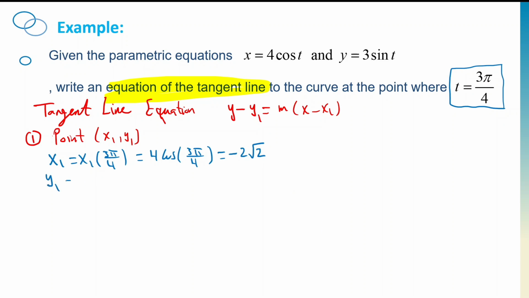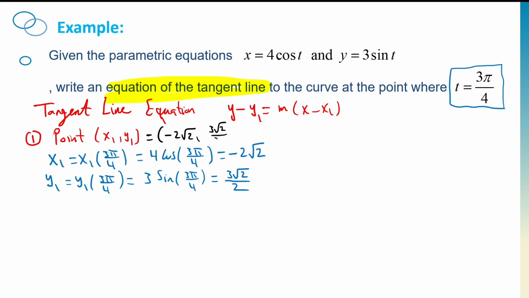Now y1, at 3 pi over 4. Now I'll substitute in y, which is 3 sine 3 pi over 4. And this is equal to 3 radical 2 over 2. Now this is the point. So now I know the point is negative 2 radical 2, 3 radical 2 over 2. Okay, so this is the point.